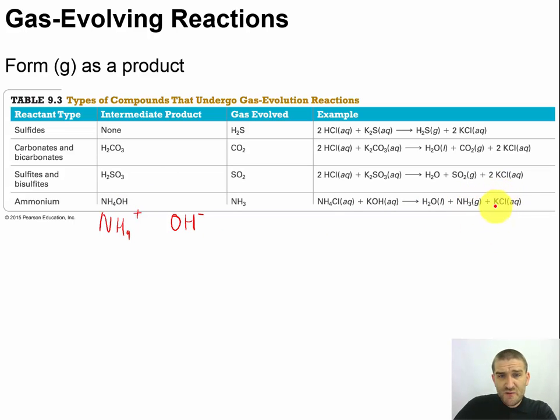and then the spectator ions, K and Cl, are going to pair up to make potassium chloride, but they're not going to stay together. They're going to be dissolved and dissociated because they are aqueous. That's the kind of thing we're going to be talking about for an ammonium reactant type. Now, with these, I don't think we need to memorize them carefully, but these are good examples to work through, and we will see some gas-evolving reactions in our laboratory work, and like I said, in our everyday lives.